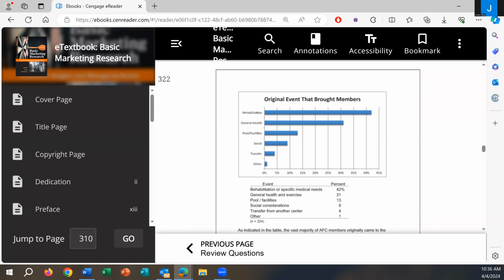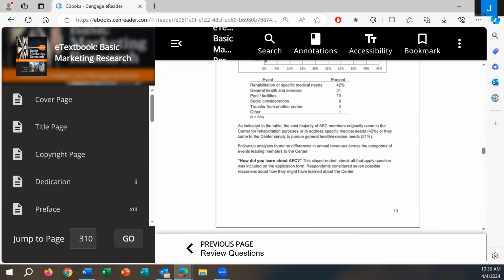They may have listed these off as choices: rehabilitation, general health, pool and facility, social, transferring from another facility, or some other need. So that gives us a good idea of, again, if we're going to market these services to other people with the same demographic, we want to put an emphasis on rehabilitation and general health as far as that's concerned.